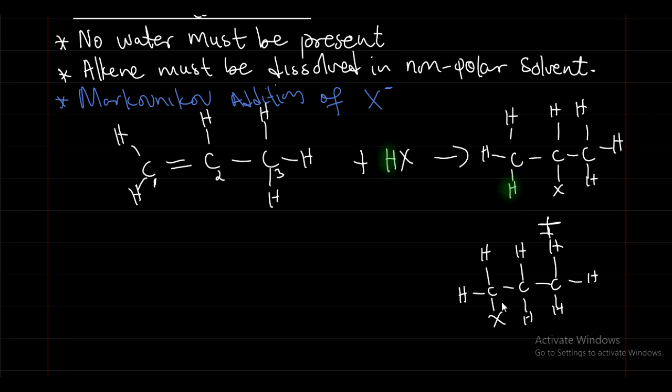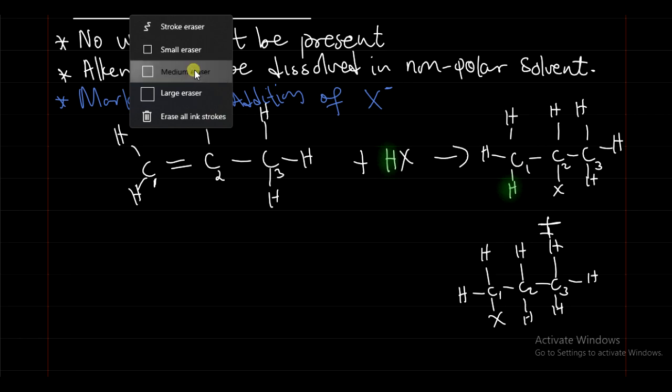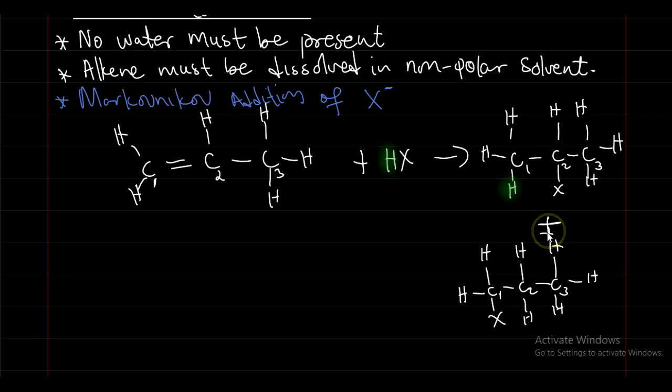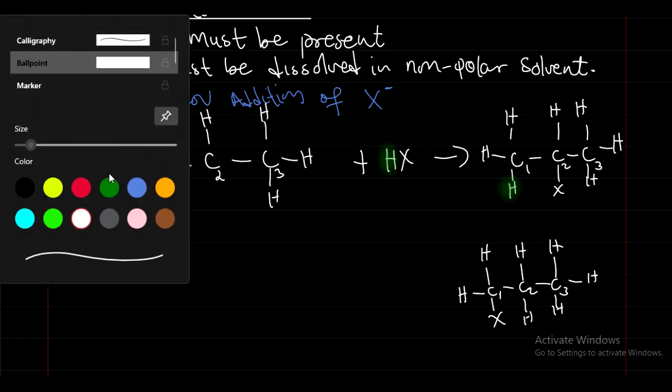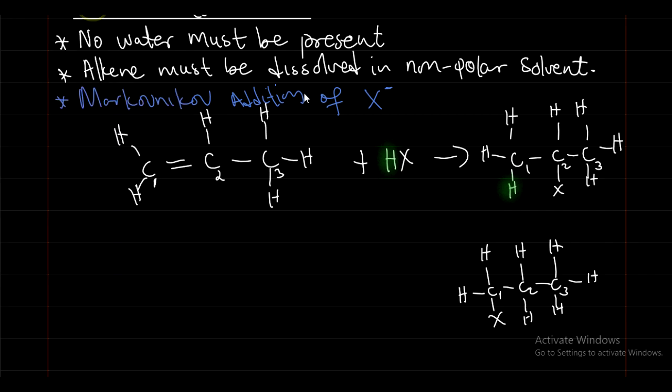So I have an X at carbon 1, and here I have X at carbon number 2. But which one is the most likely structure that we will get? That's where Markovnikov comes in. Okay guys, that's where Markovnikov comes in. So what does Markovnikov say? What do you think?